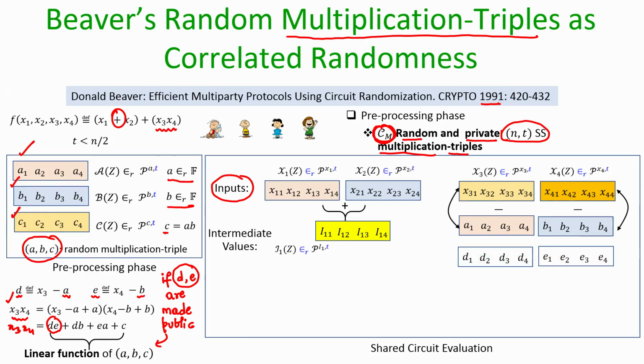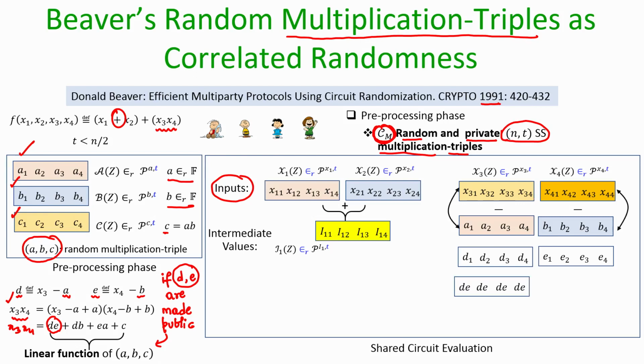That is all. And making D and E public does not require too much communication. We can follow the order n communication complexity reconstruction protocol, and reconstructing two values D and E, namely the one-time pad encryption of x3 and x4, will require order n communication. And you can see now no GRR degree reduction is coming into the picture, you just have to reconstruct two secret shared values, namely D and E.